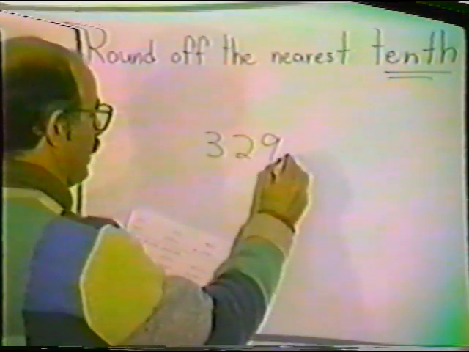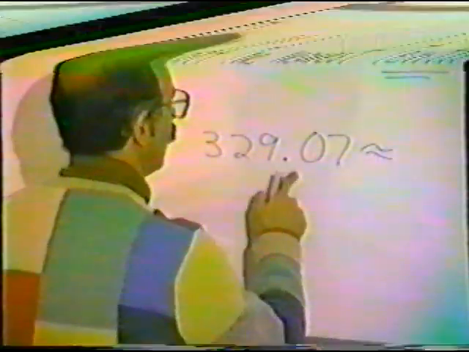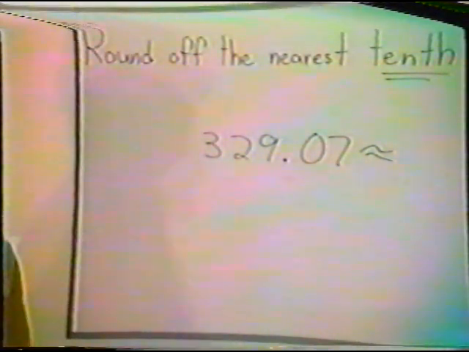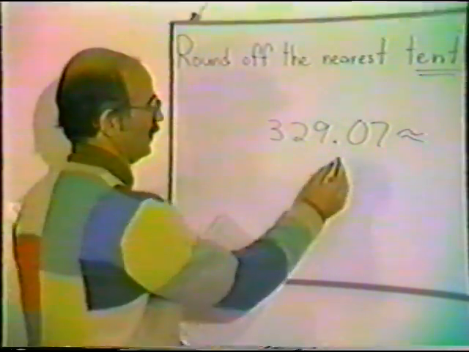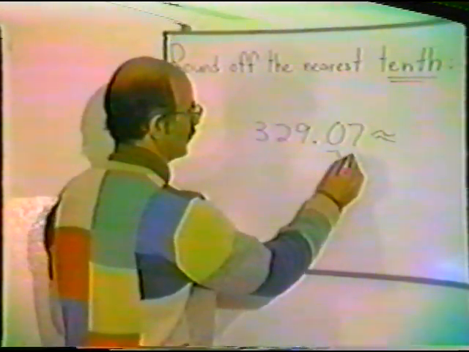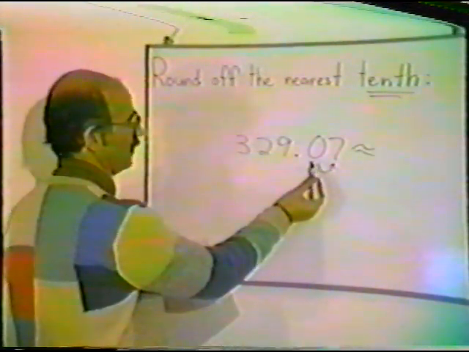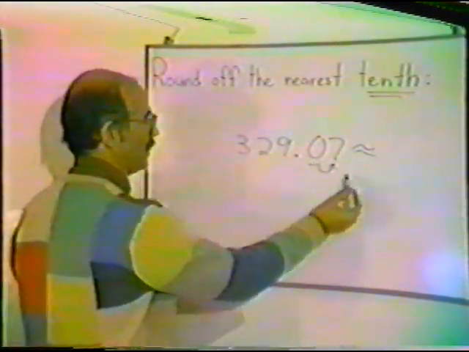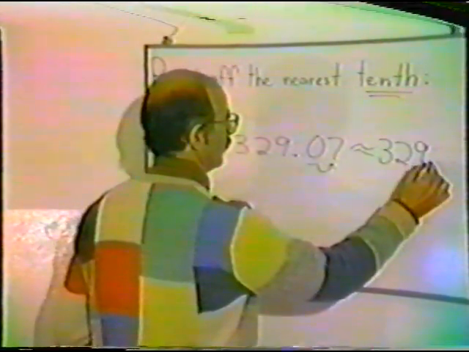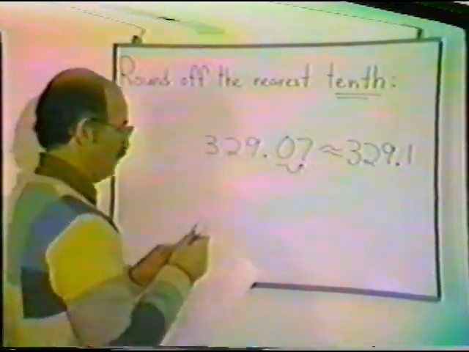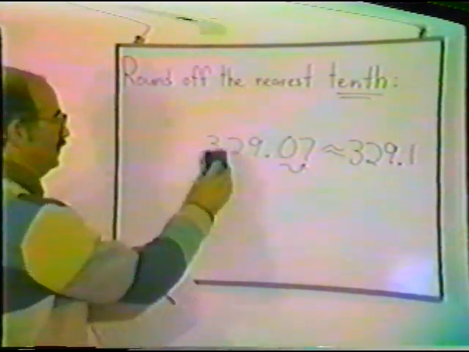329 and 7/100ths. What number is in the tenths place? 0. And we point to the 7. The 7 tells us that the 0 does what? Goes up. Goes up and becomes what? 329 and 1/10. The 0 becomes a 1.